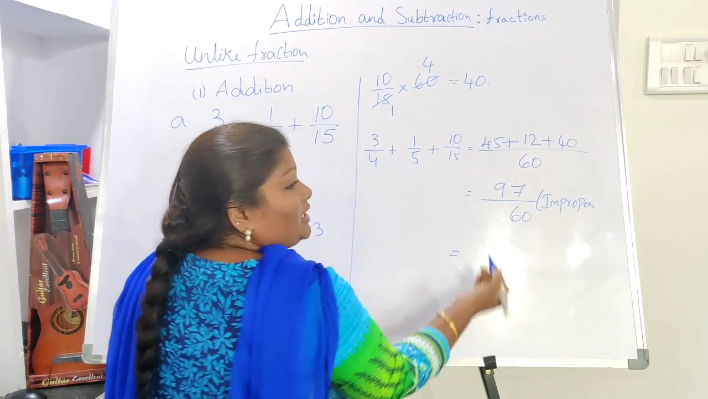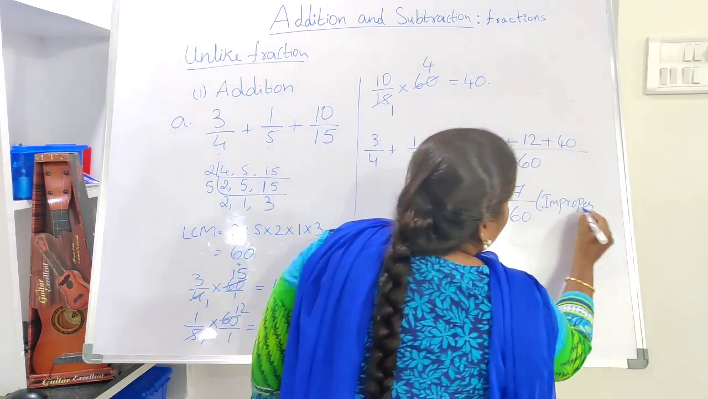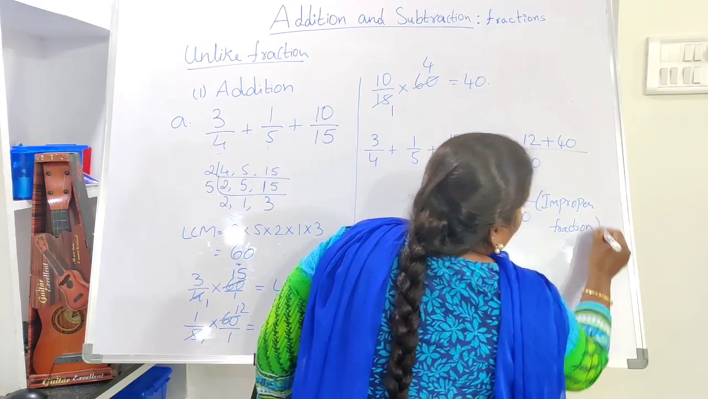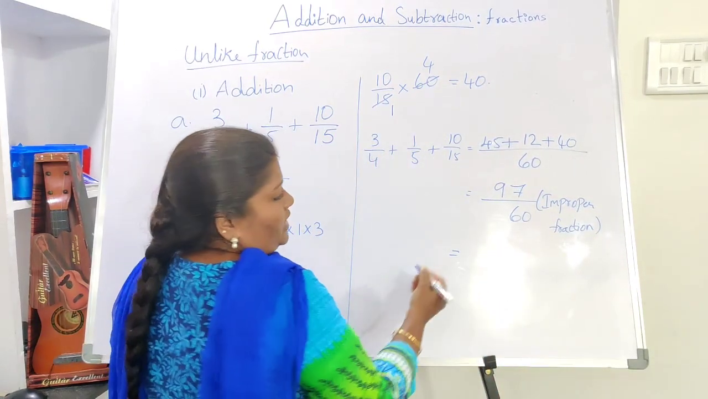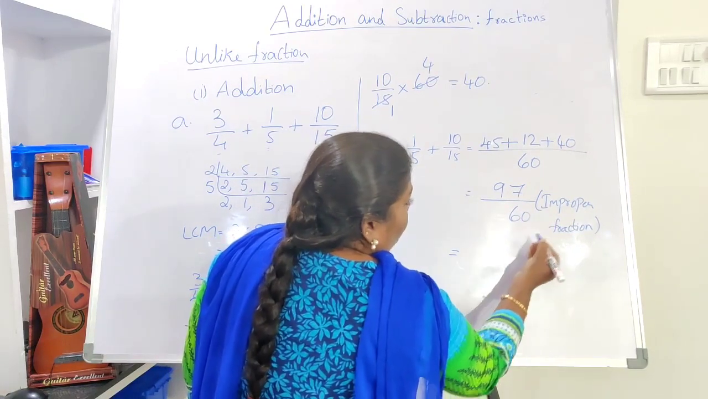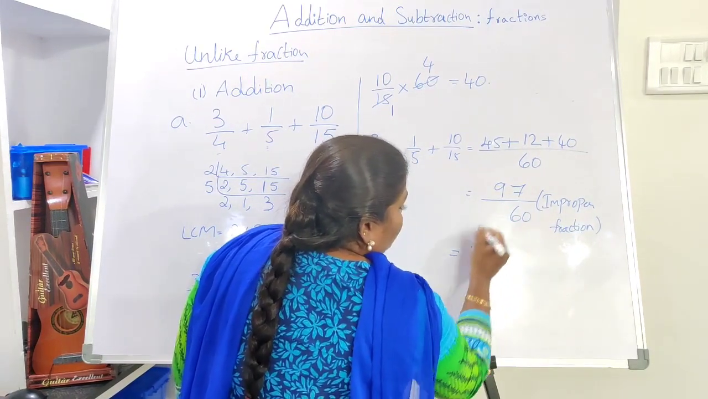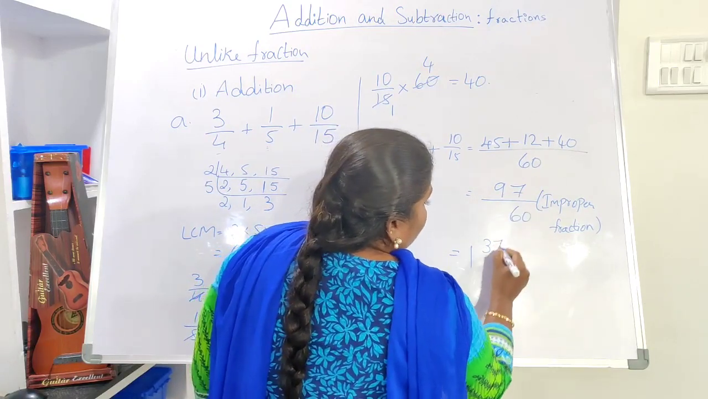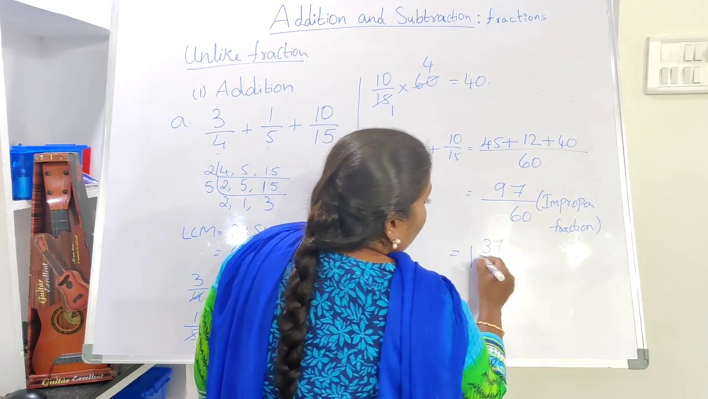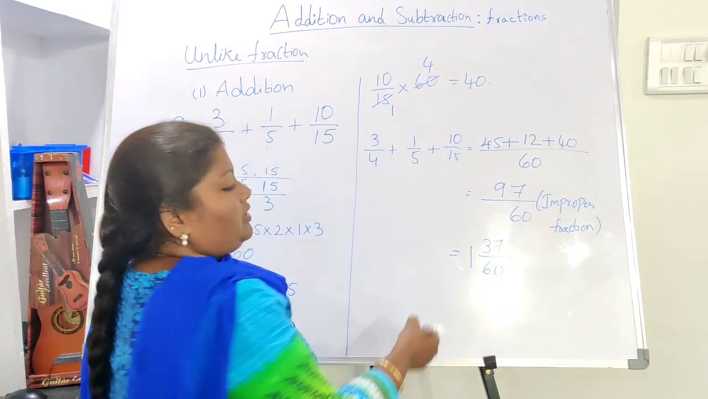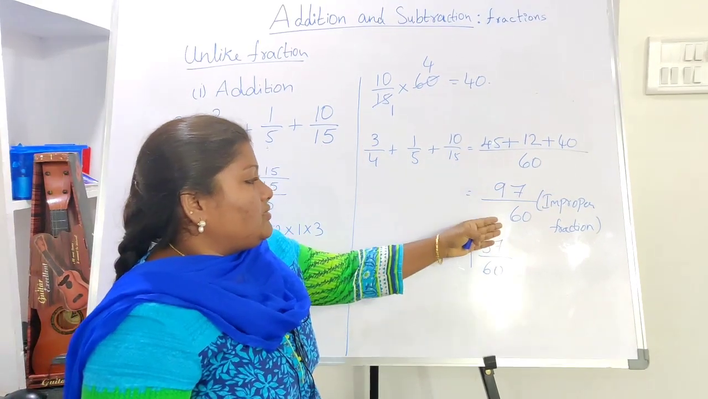The numerator is bigger than the denominator, so it is termed an improper fraction. So this improper fraction can be converted into a mixed fraction. So that is by dividing, 60 ones are 60 and the leftover remainder can be written in the numerator and the denominator as it is. So when you do it, you are going to get 1 and 37 by 60.